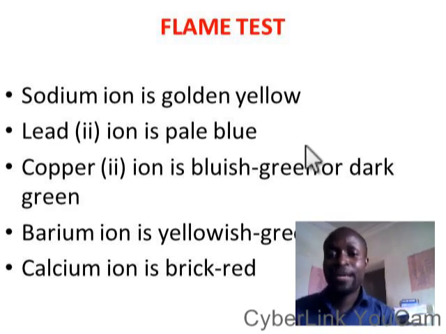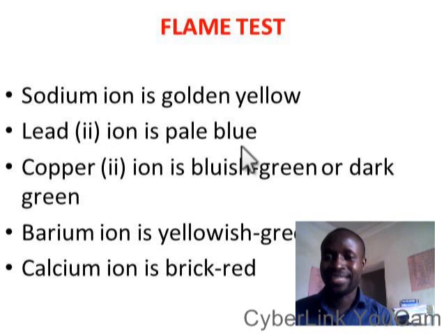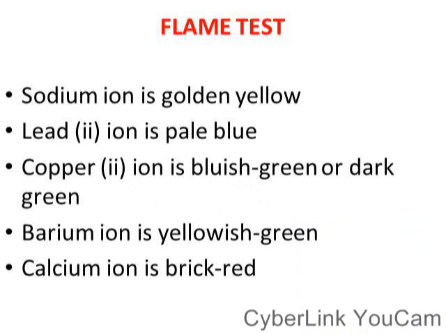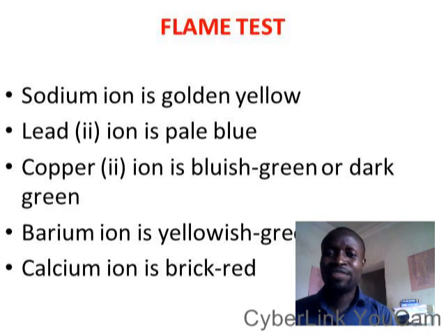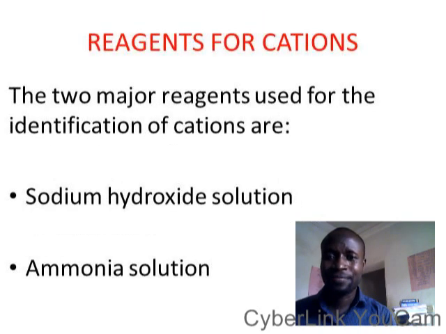Now, with the flame, sodium will give a golden yellow. Lead 2 ion will give a pale blue when it is heated. Copper 2 ion will give a bluish green or a dark green coloration when it is heated. Barium ion will give a yellowish green color. Calcium will give a brick red color when heated. Please, you can pause the video to write it down.